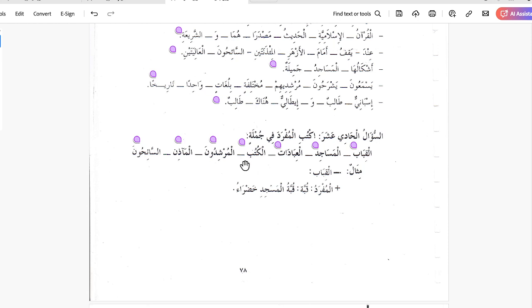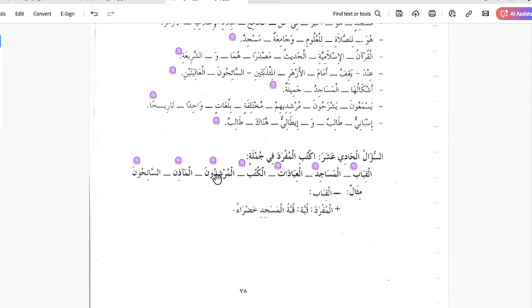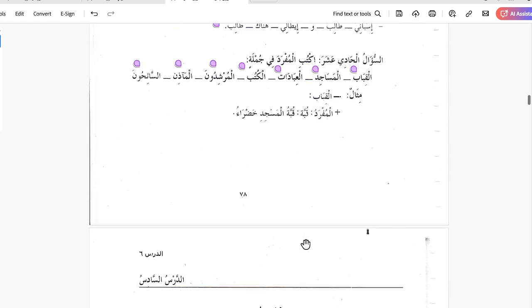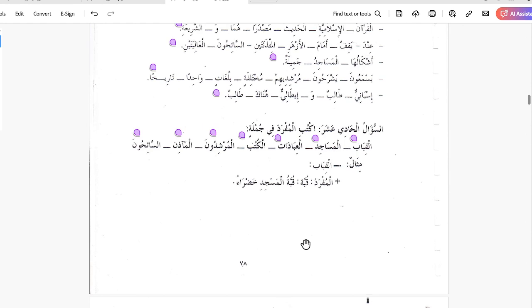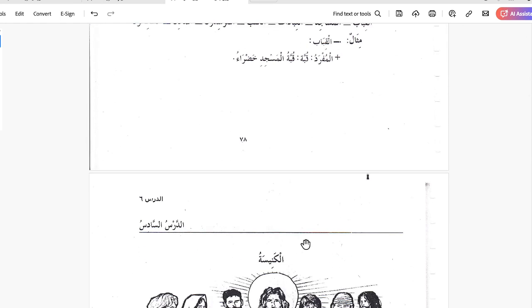In Medina, in the Prophet's mosque. So that completes this lesson number 5. So we will start from lesson number 6 in the next session, inshallah.